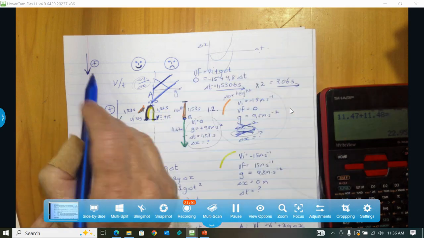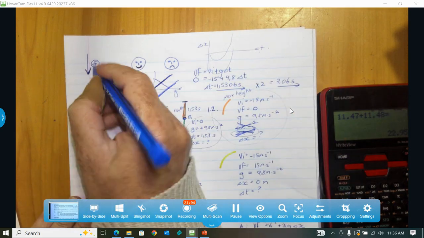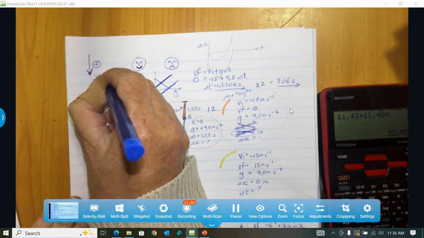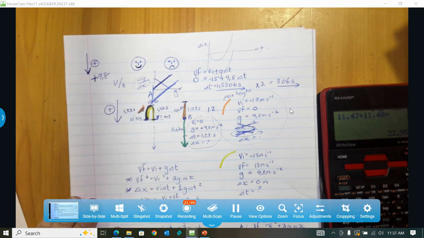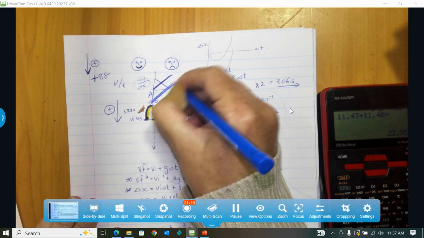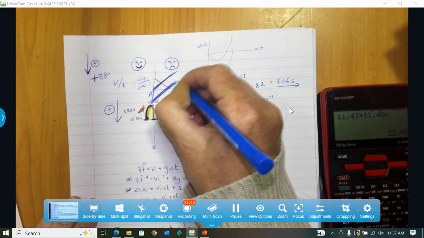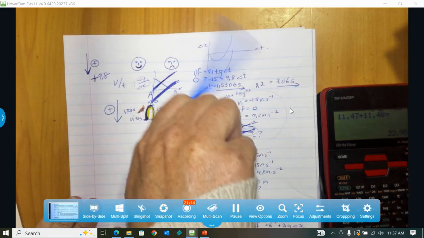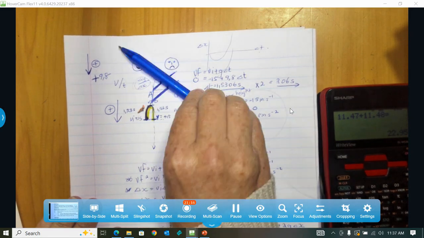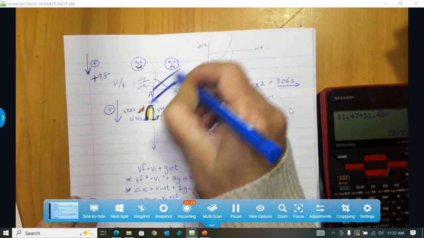So if down is positive, doesn't it mean I'm dealing with a positive 9,8 throughout? So it means I'm going to need a positive gradient. Lines that look like that, not like that. Okay, so we're going to be looking at these lines.